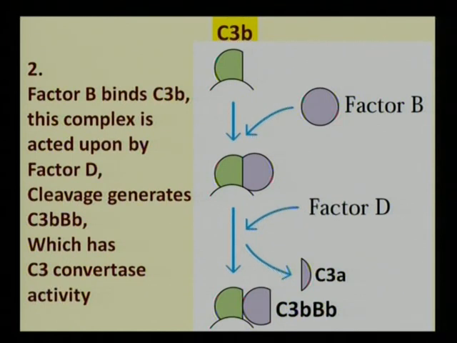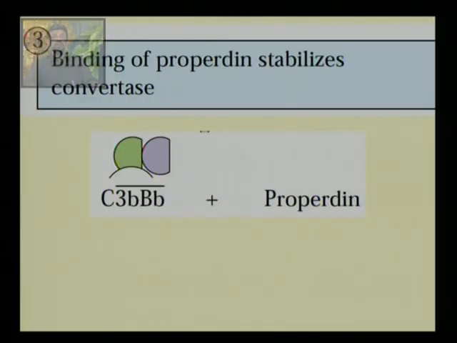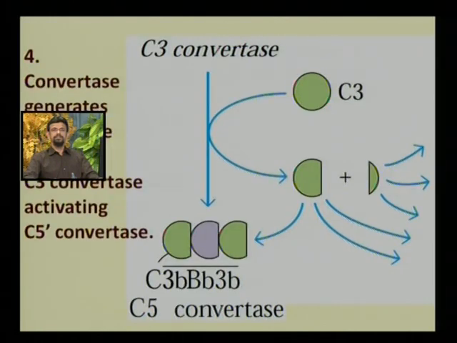This complex is actually a C3 convertase enzyme, or a protein. It has C3 convertase activity. So it is this complex that now will act on C3 again. Now the C3bBb complex is stabilized by another factor, that is properdin. So the binding of properdin stabilizes this C3 convertase.